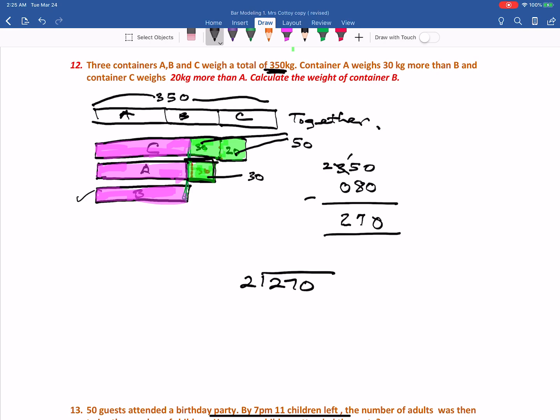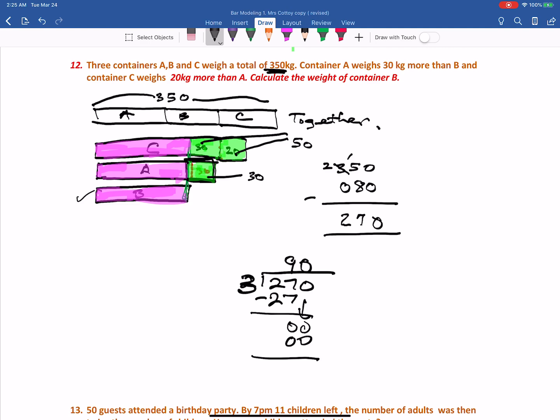Oh, I'm in love with bar modeling. 2 into 2, what? You see? 3 into 270. 3 into 27, 9. 9 3s are 27. 27 take away 27, 0. Bring down the 0. 3 into 0, 0. 0 3s are 0.